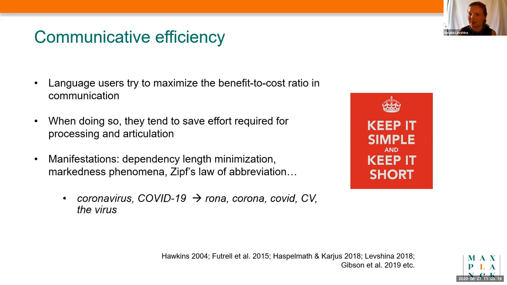And this is something that we can even trace in real life if you now listen to what kind of words people use to talk about coronavirus or COVID-19. So, for example, Australian English speakers call it Rona, and Dutch and German say Corona. Others use COVID, CD, the virus, and so on. So they use a lot of strategies to make the language use more efficient and shorten this expression.